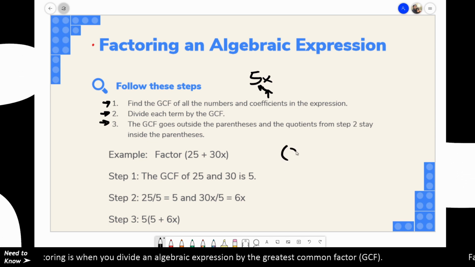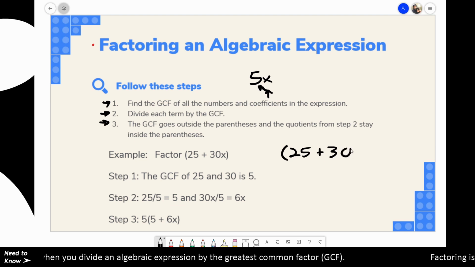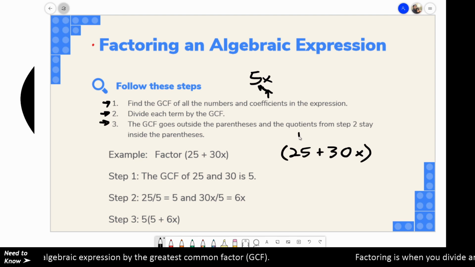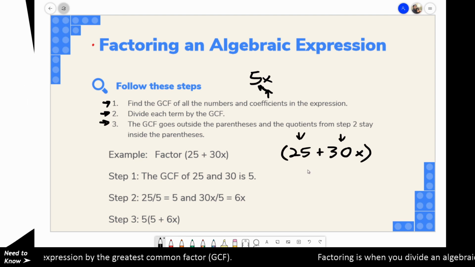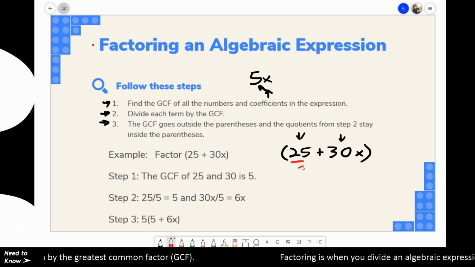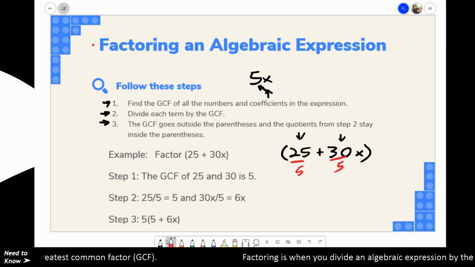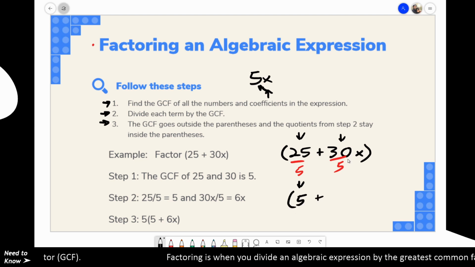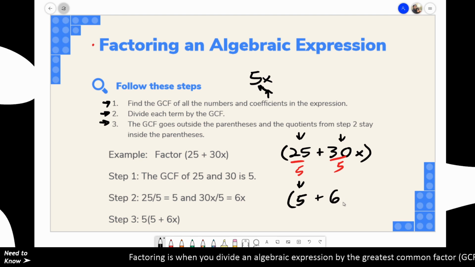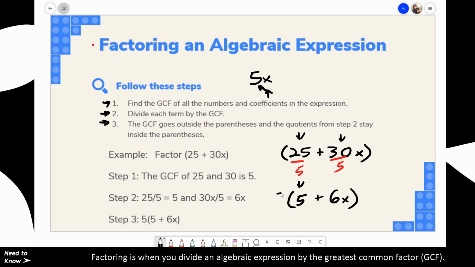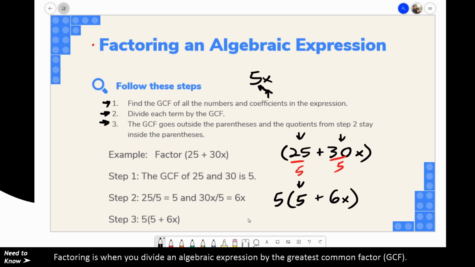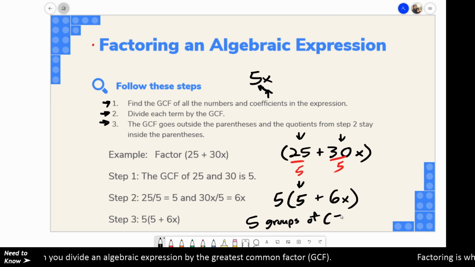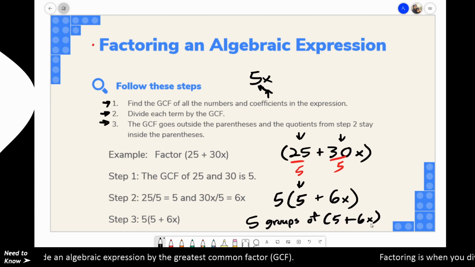So let's factor 25 plus 30x. So I want to find the GCF of the 25 and the coefficient 30. The GCF is 5. So I'm going to divide by 5, divide by 5. Well, 25 divided by 5, that's a 5. 30 divided by 5 is a 6. So 30x divided by 5 is 6x. Then that GCF goes outside the parentheses. So again, what this means is I have 5 groups of 5 plus 6x.